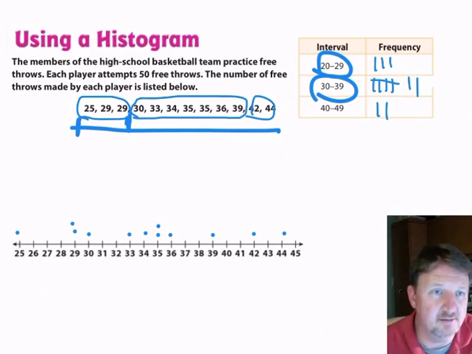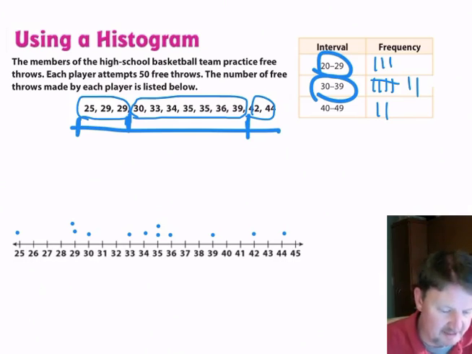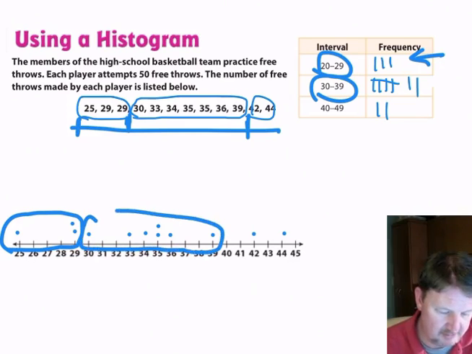These are groups of 10. Okay, and then you can put your data in that information. And that's what I have here. So between 20 and 29, I had 3 pieces of data, and that's what we put here. Between 30 and 39, I had 7 pieces of data, and that's what we put there.